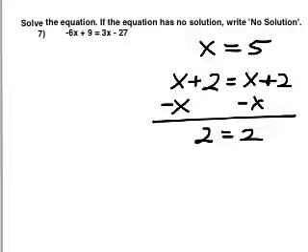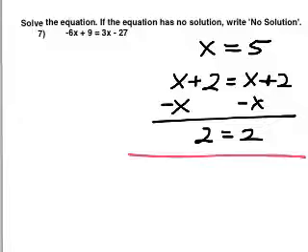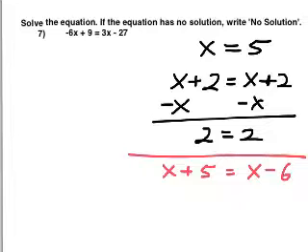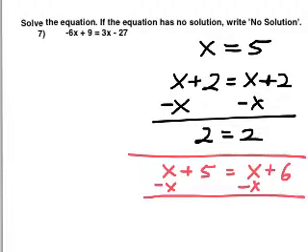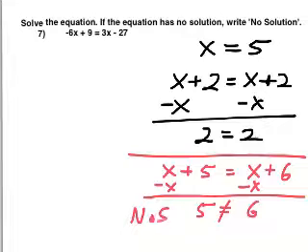The other possibility is if we get down to the bottom of the equation and have x plus 5 equals x minus 6, for instance. Or let's say it's x plus 6. Doesn't matter. If we added negative x to both sides, we'd have 5 equals 6. But we know that that's not true. That's a no solution situation.